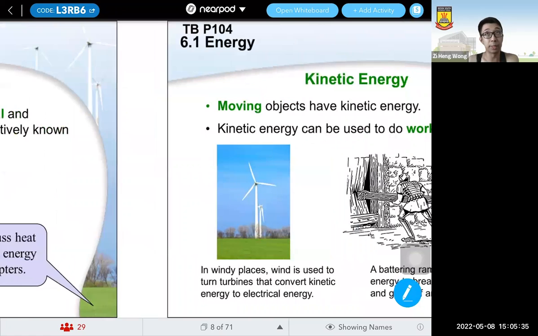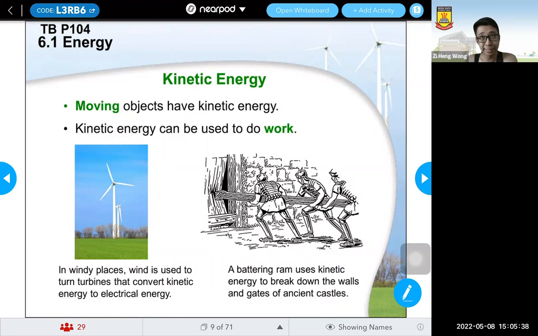So we start off with kinetic energy. Kinetic energy has to do with movement. Any object that's moving will have some form of kinetic energy, and this kinetic energy can later be used to do work. For example, in windy places, wind moves the turbines, and this kinetic energy can later be transformed into electrical energy. Next year in Sec 4, in one of your last topics, electromagnetic induction, you will learn how this kinetic energy can be transformed into electrical energy. Then, for example, a ram can be used to break down walls. The kinetic energy, when it hits the wall, breaks the wall, so work is being done.